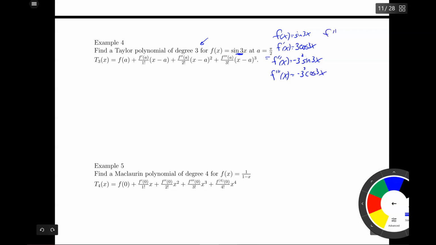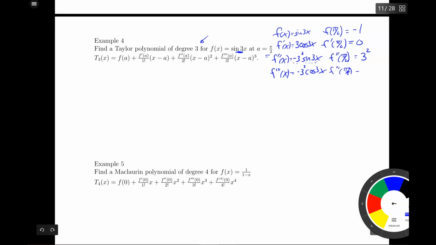Okay, so now I'm plugging in pi over 2. So sine of 3 pi over 2, that gives me negative 1. F prime of pi over 2, cosine of 3 pi over 2, that gives me 0. Second derivative at pi over 2. So sine of 3 pi over 2, that'll give me a negative 1, and then multiplied by this negative 3 squared, so that'll give me a positive 3 squared. And then third derivative at pi over 2 will be 0.